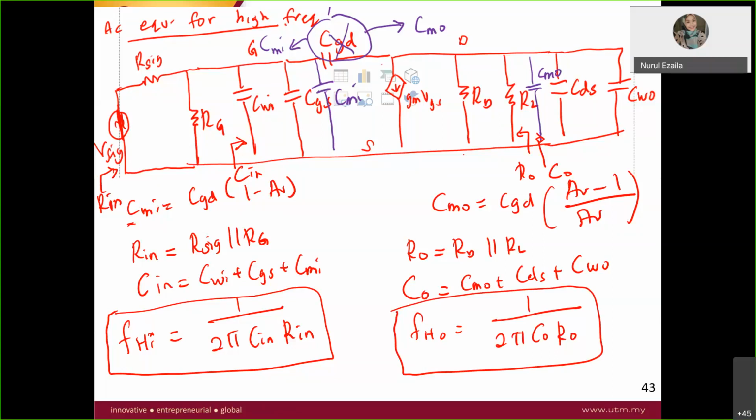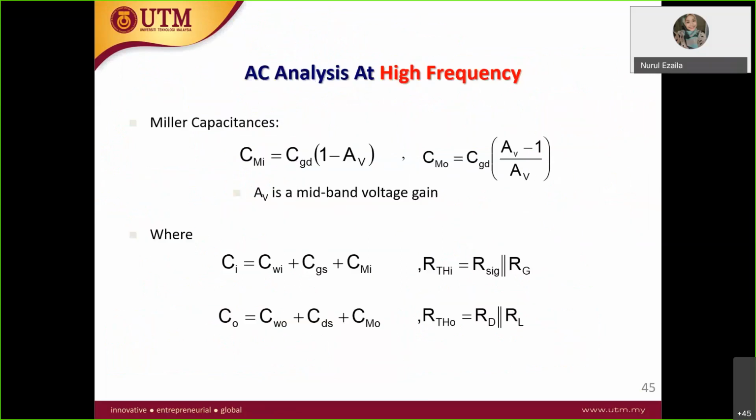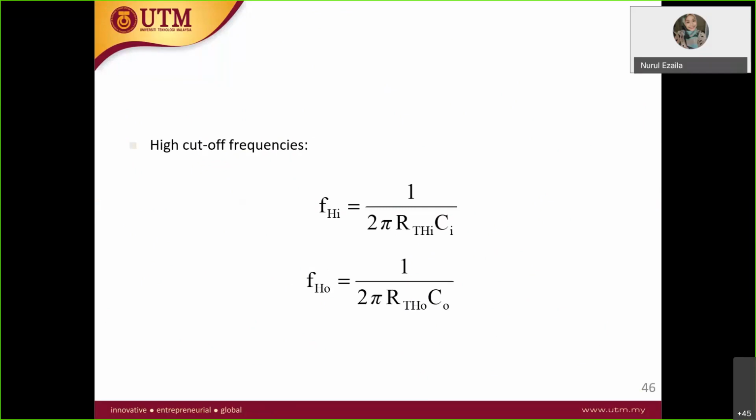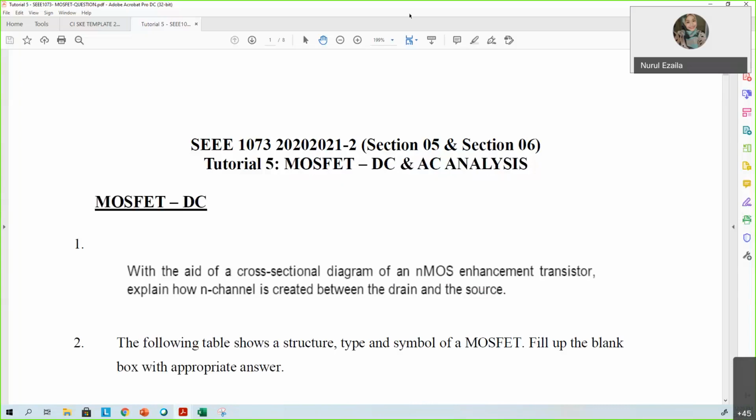We have actually derived both the low frequency and high frequency for common source only. So this is the derivation. We have done everything for all the commons: you have derived for all of them at mid-band frequency and also at high frequency.